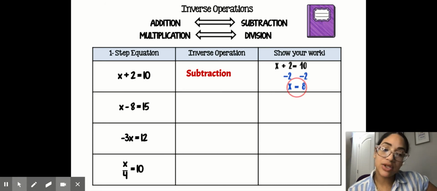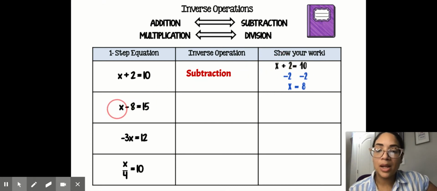If I wanted to check my work, I can do that by substituting my answer into the original problem. What substitution means is that instead of having an x there, I would replace it with an 8 to make sure that 8 plus 2 does give me 10.